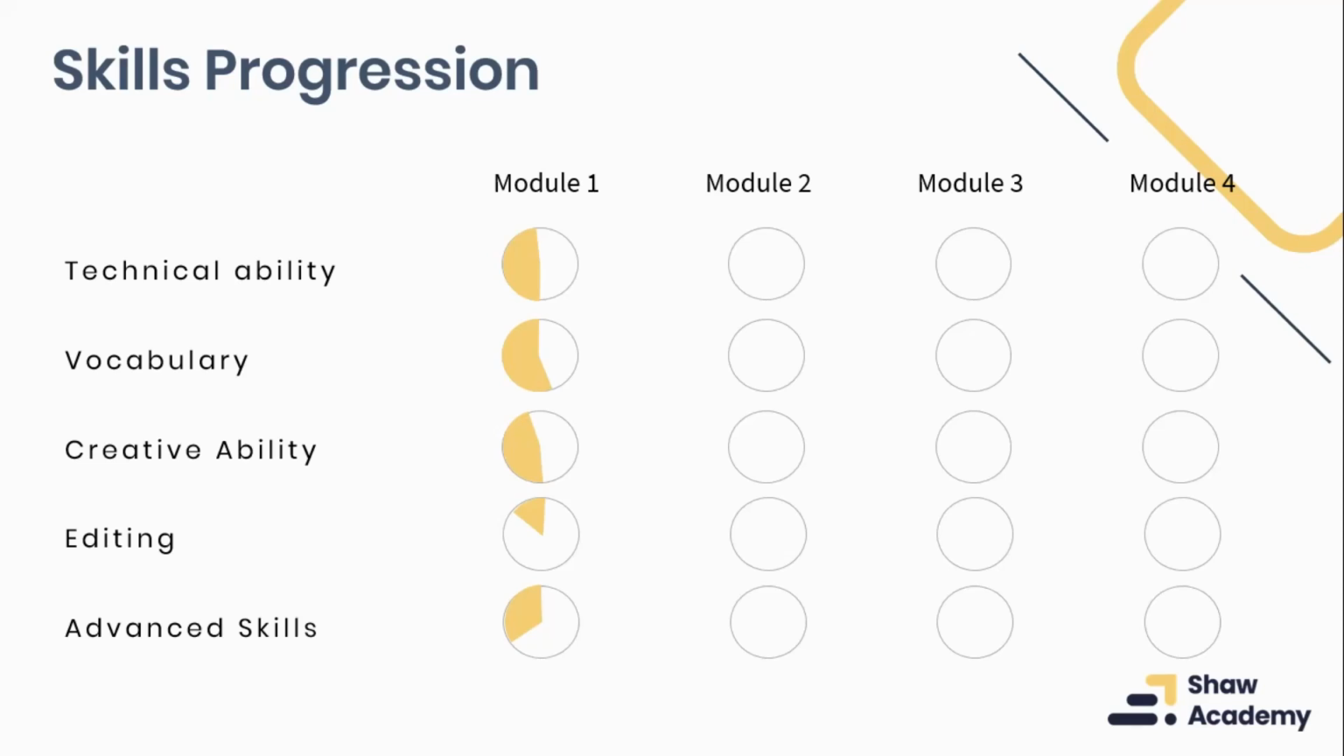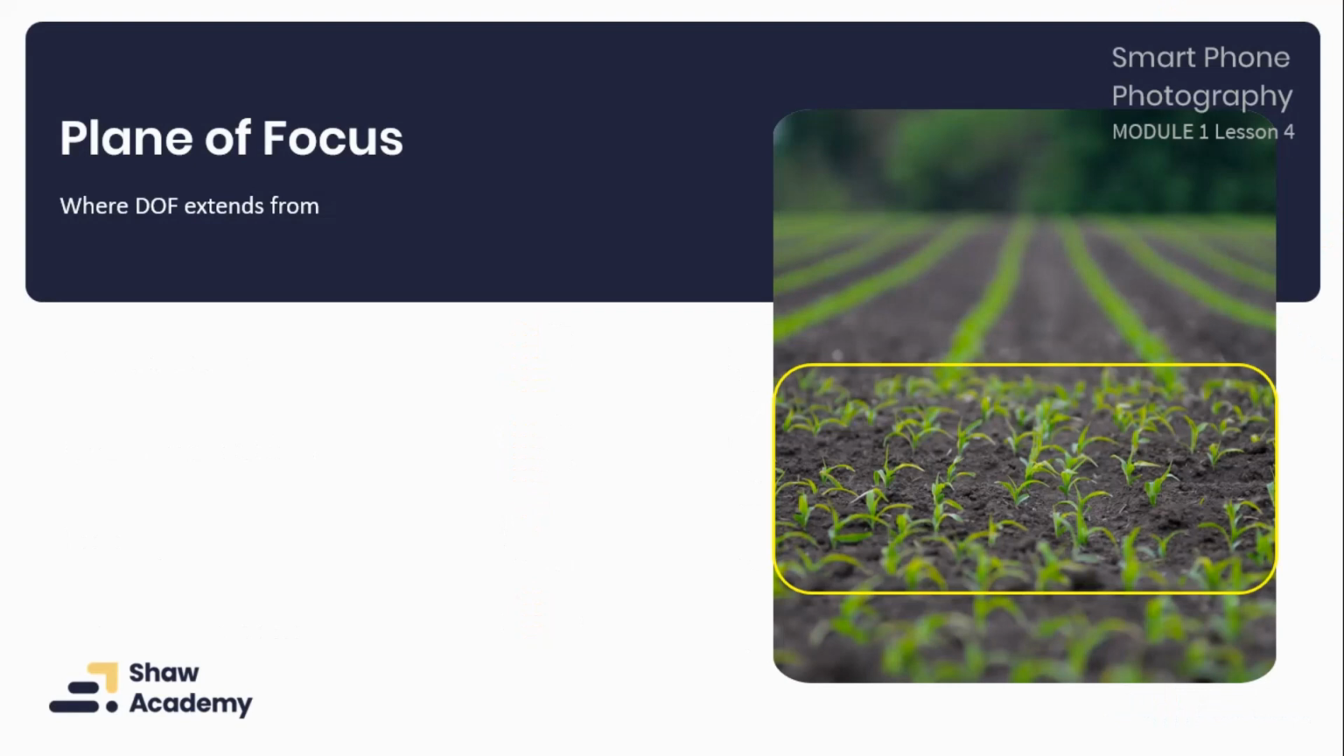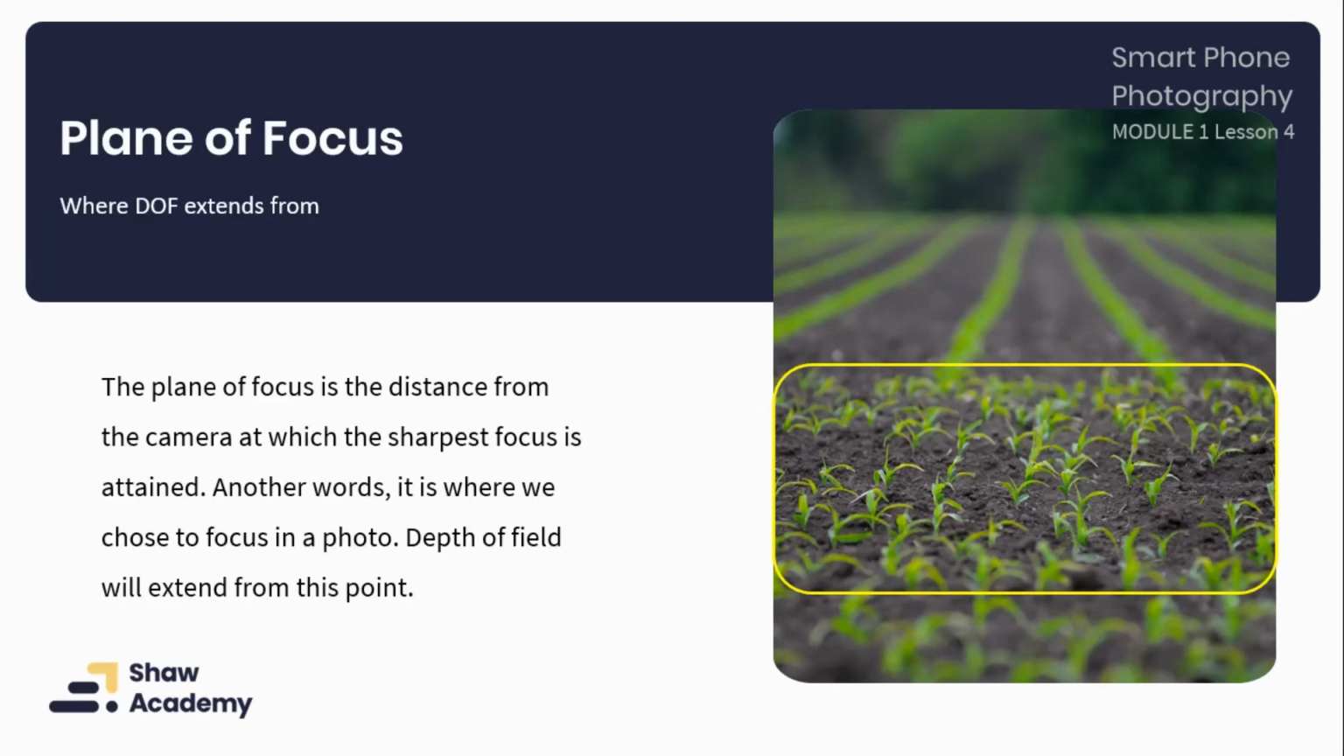Now, jumping back into our lesson. To really understand depth of field, we need to understand what the plane of focus is, which is a very simple concept. The plane of focus is simply the distance from the camera where the image is sharpest. It's where we focus on. It's the part in the photograph where we choose to focus, and depth of field extends from this point.